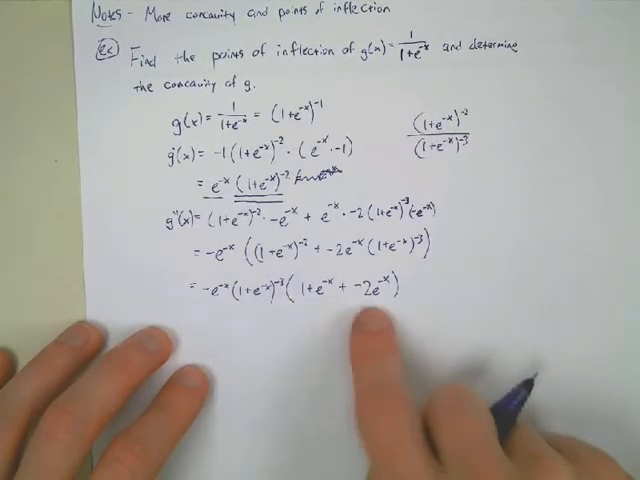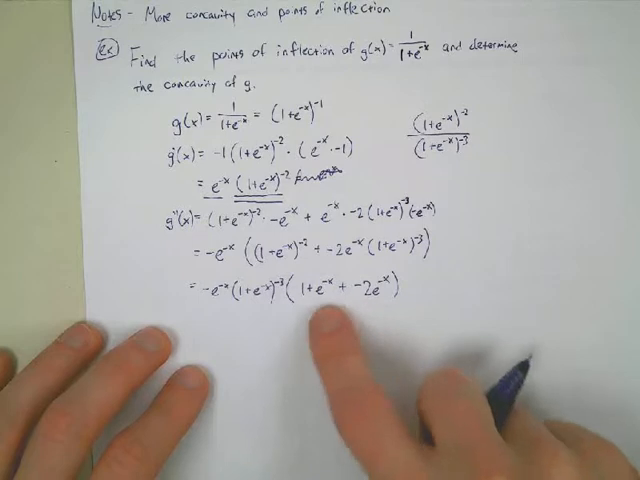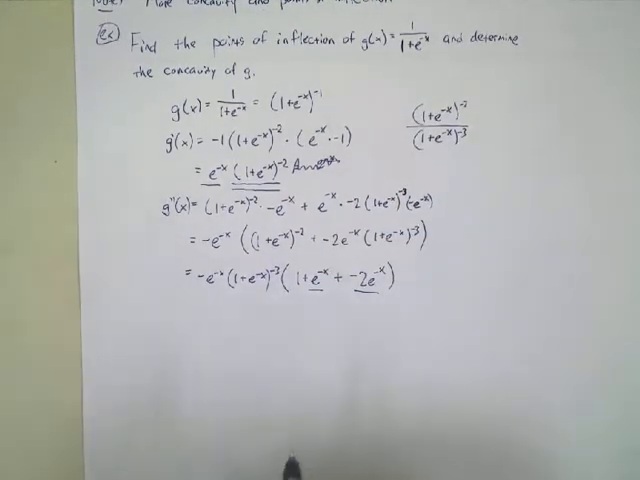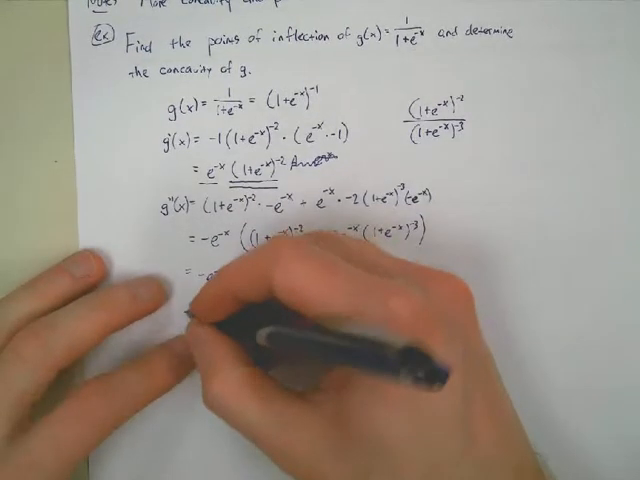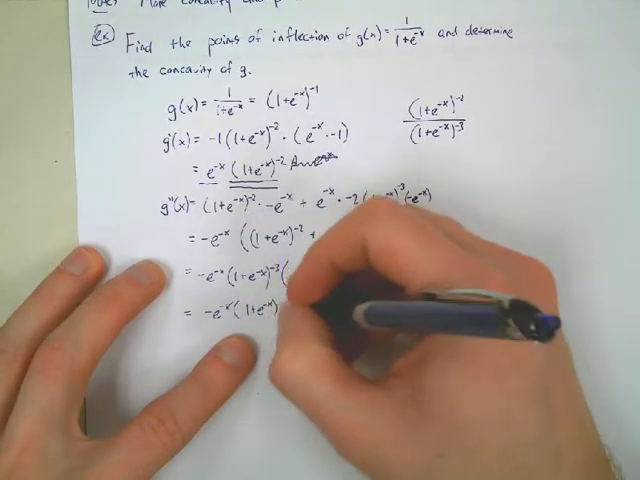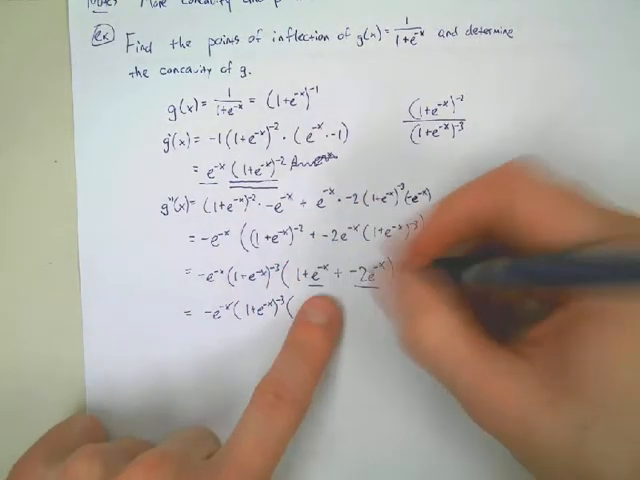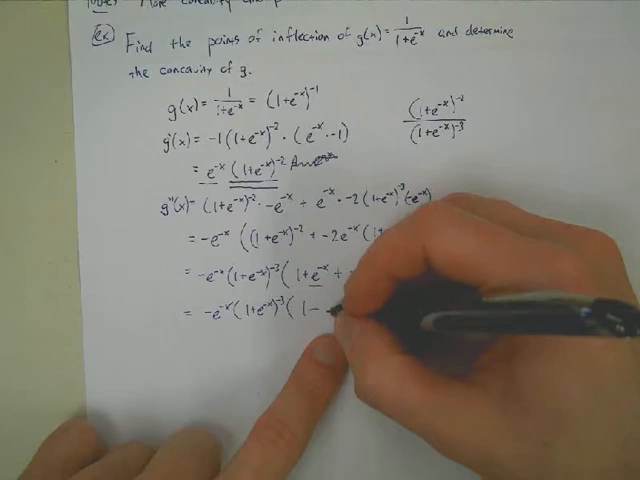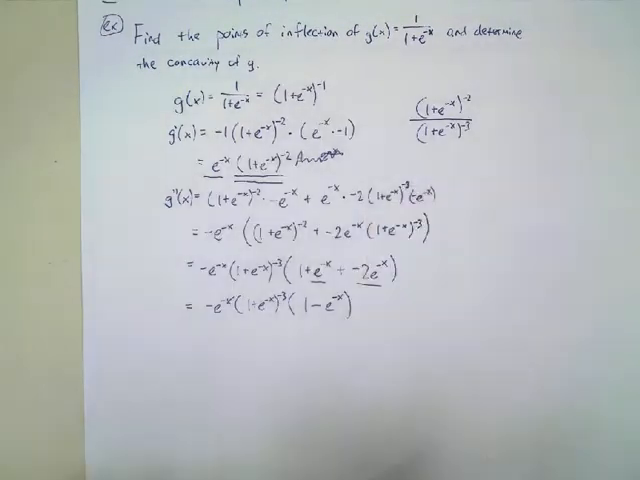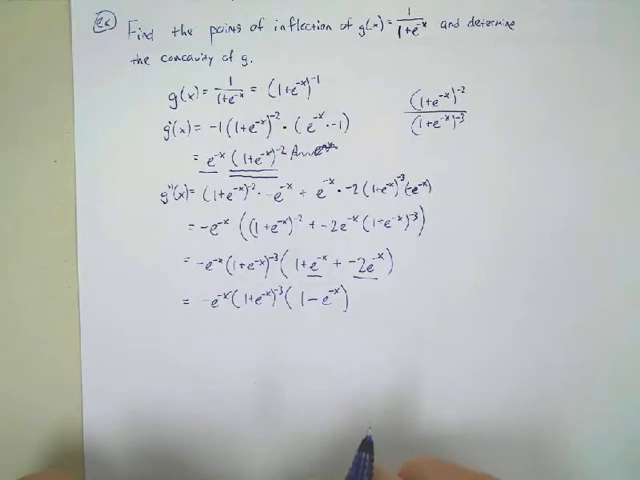Okay? So where they're being multiplied, we're going to leave those. Can we combine the like terms in here? Yeah, these two are like terms. What's positive e to the negative x plus negative 2? Yeah, exactly. And so it becomes negative e to the negative x times (1 plus e to the negative x) to the negative 3 times (1 minus e to the negative x).